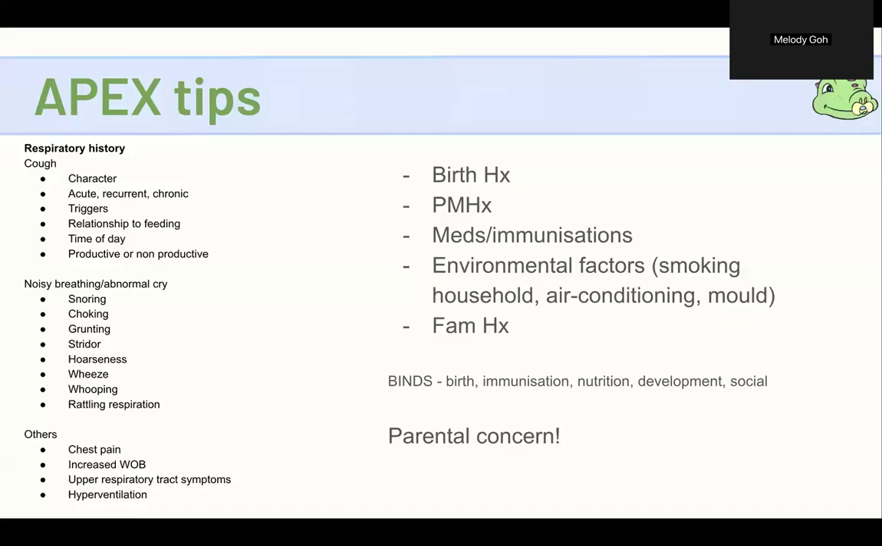And also, I think ultimately it's bring it back to, is the parent concerned or not? The parent will know their child the best, and so if they're concerned, then you should be concerned.